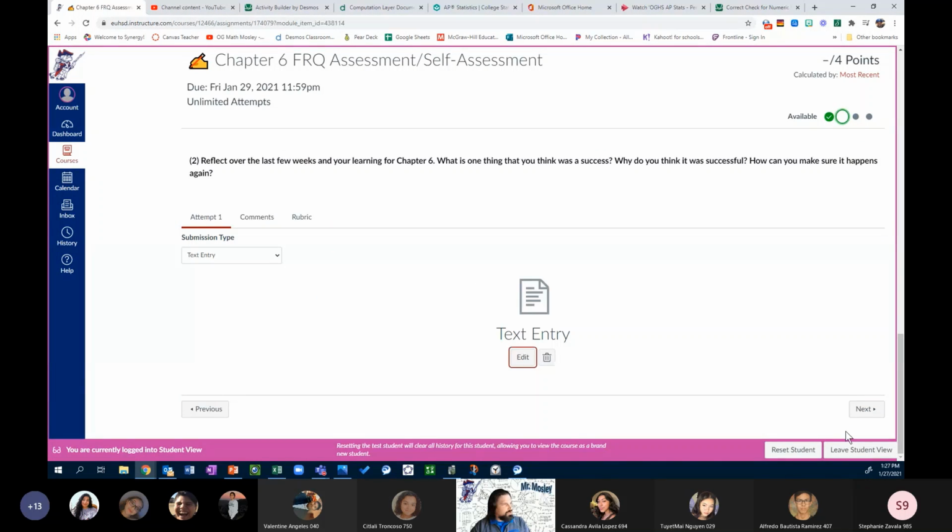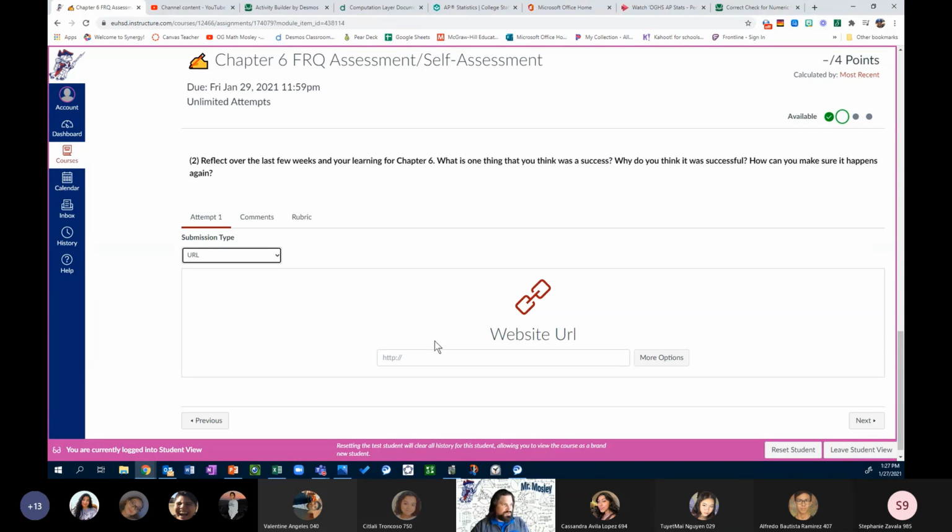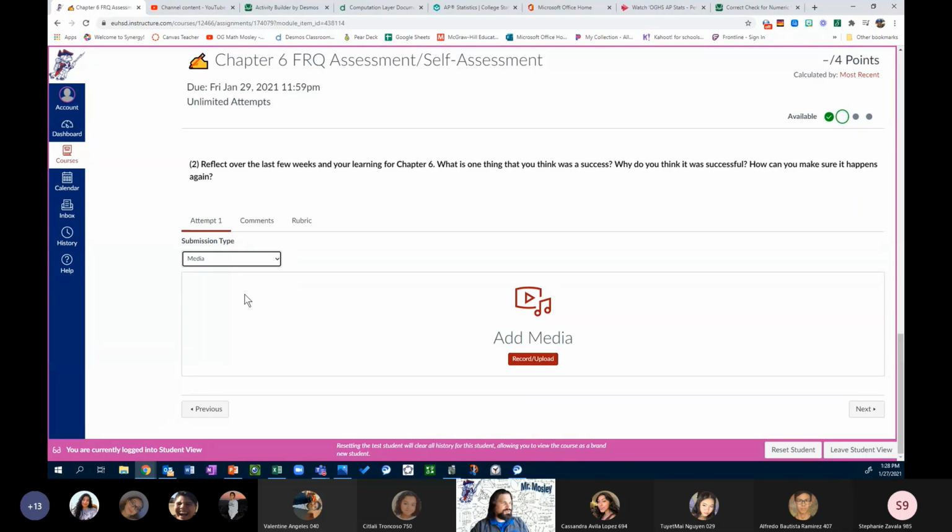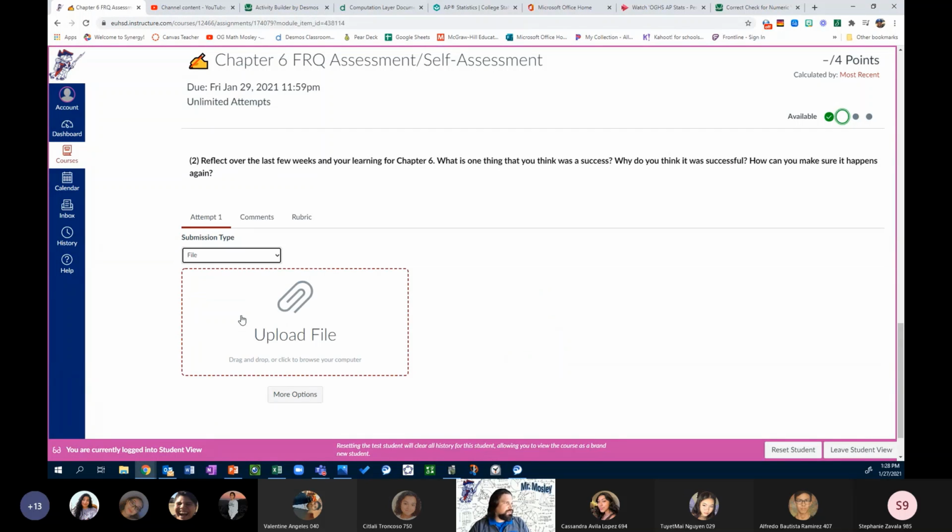All right. You can also choose to do a URL, right? If you want to share the URL of a Google document as a shared document, you could put that in here if you like. If you want to make a Google site that has your solutions, cool, more power to you. You can choose to upload a media, right? You could record yourself answering the questions. That's a possibility.